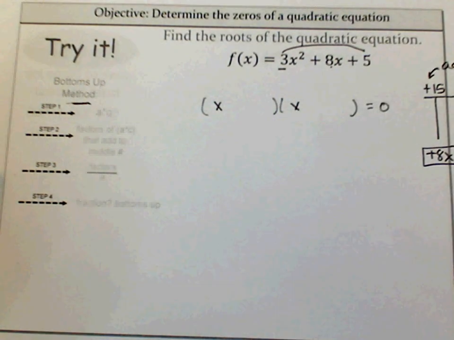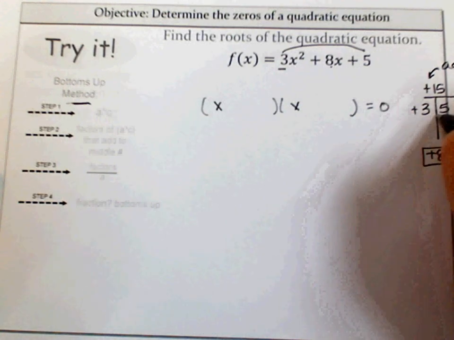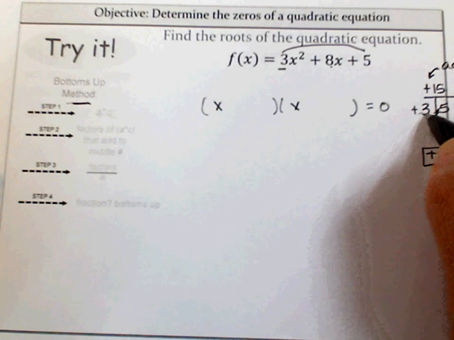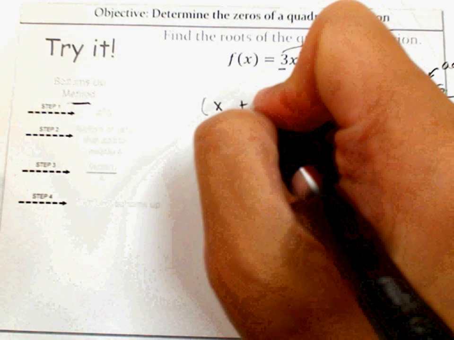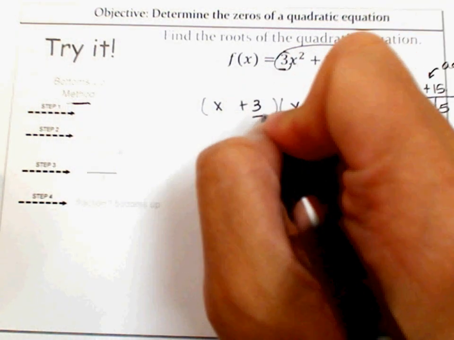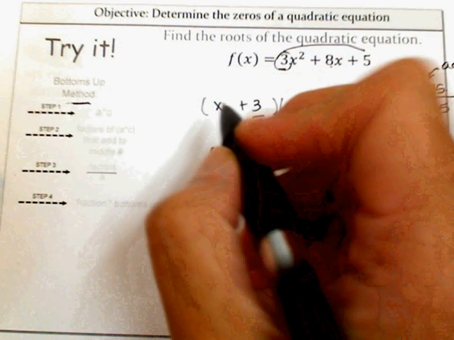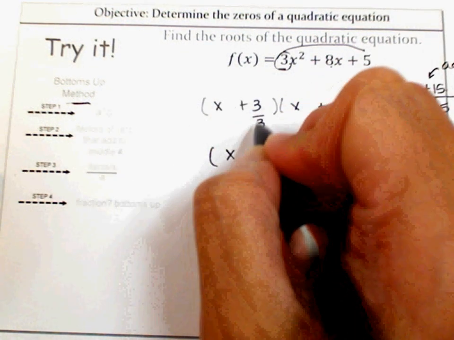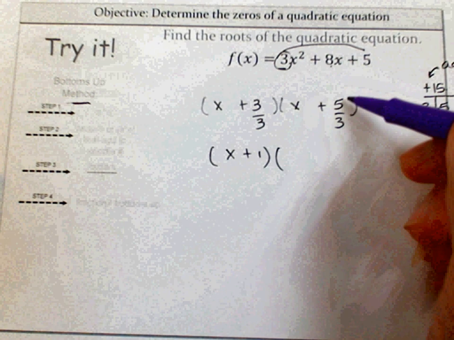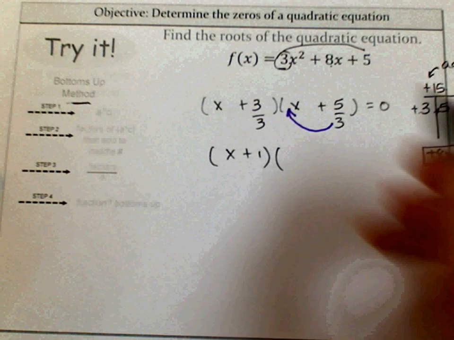So what are those numbers? 3 and 5. So 3 times 5 is 15. 3 plus 5 is 8. So plus 3 plus 5. Remember that 3? Divide each of these by 3. Okay? All right. Let's go ahead and simplify. X plus 3 divided by 3 is x plus 1, a whole number. Do you see how 5 divided by 3 is not a whole number? So the bottom comes up. So you have 3x plus 5.